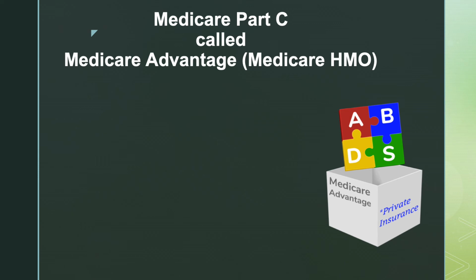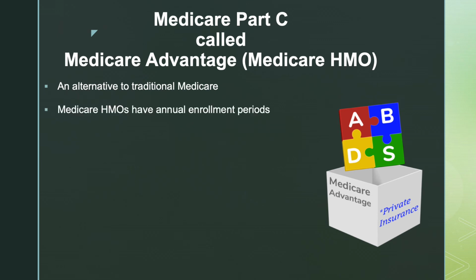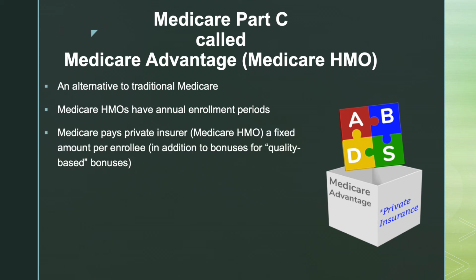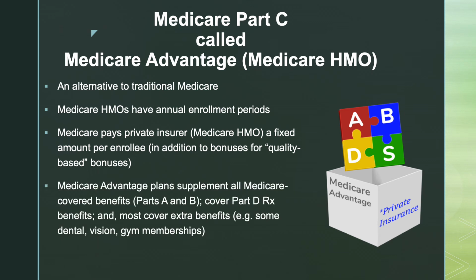Medicare Advantage, or a Medicare HMO, is the alternative to traditional Medicare. These plans have an annual enrollment period, and once enrolled, you must stay in the plan for a year unless there are some very specific circumstances. Medicare pays all the Medicare HMOs a fixed amount per person to provide comprehensive health care services to those enrolled. Medicare Advantage plans cover all Medicare provided benefits and often offer additional benefits like dental, vision, and gym memberships as a covered benefit.